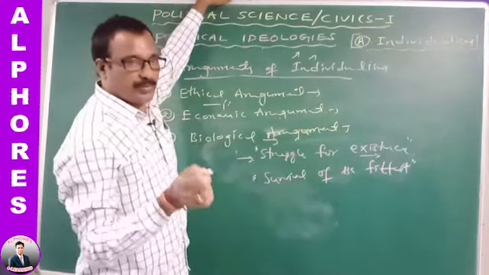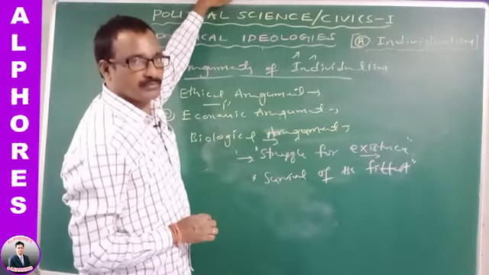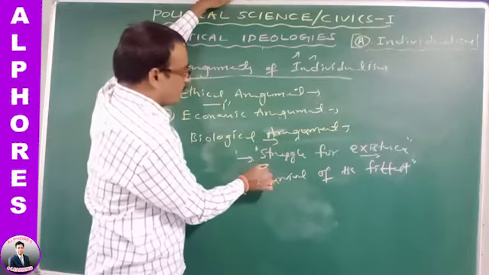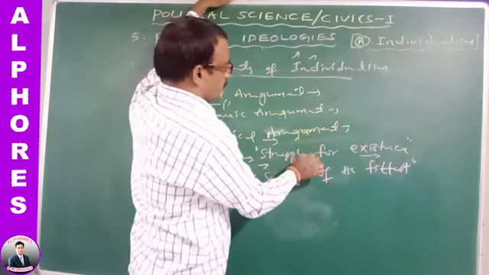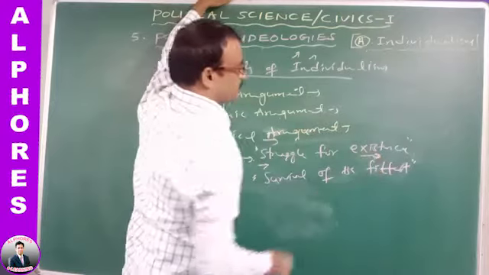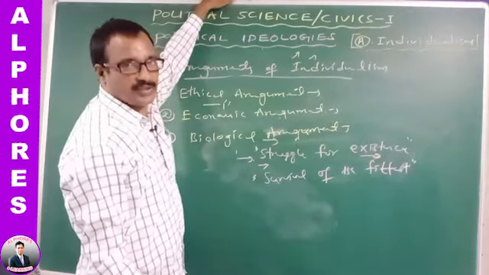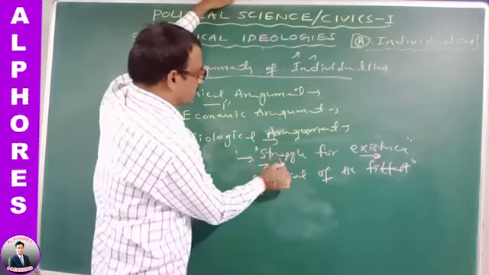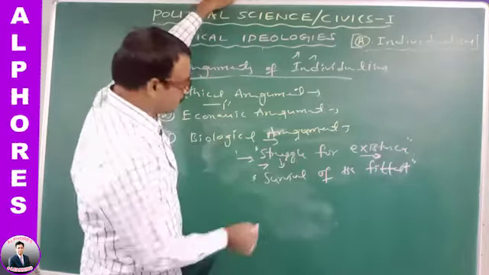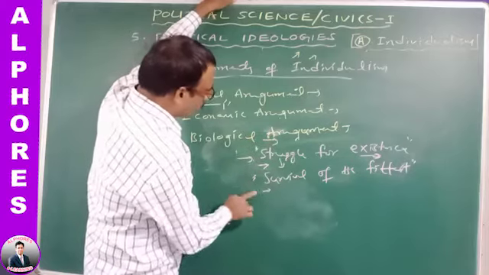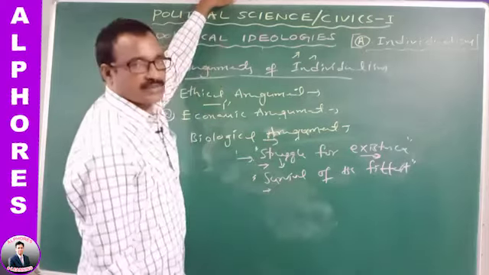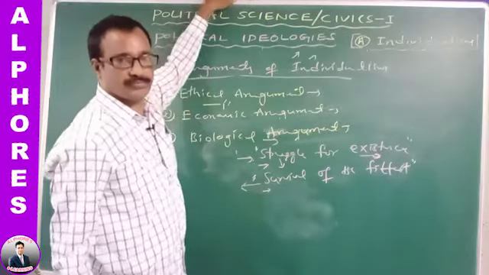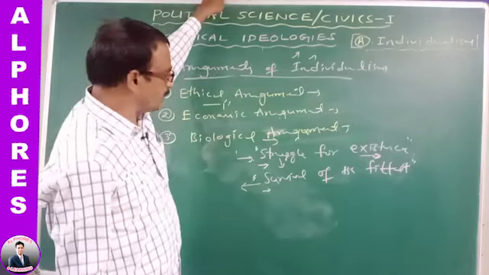If the people have freedom, they will struggle for their existence. So if they do not have freedom, what will happen? They cannot struggle for their existence. And the second one is that it is associated with survival of the fittest. So it is the principle of the animal world.